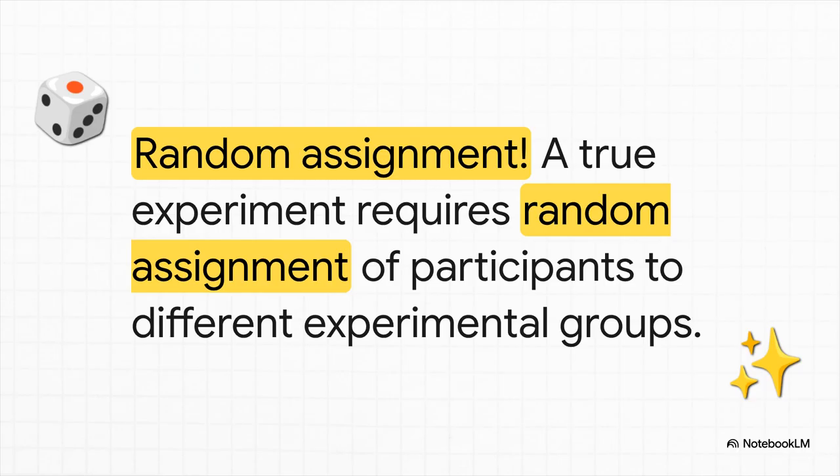In a true experiment, you can randomly put participants into different groups. Why is that such a big deal? Well, it helps make sure your groups are basically equal from the very start. And that means you can be way more confident that any differences you see at the end were actually caused by your experiment and not just some random fluke.